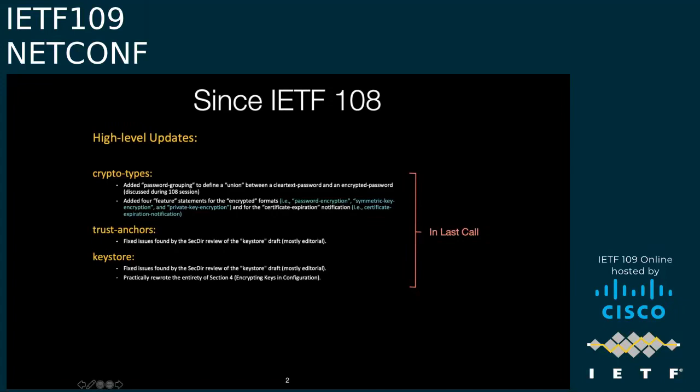In Trust Anchors, and actually really for the remaining, what the primary thing was is that there was a sector review by Sandy Murphy on the keystore draft, but that review had comments that were applicable to all the drafts. I guess you might even say to some degree they were editorial, and the changing and improving the way the content was being presented was reflected in all of the drafts. So that's essentially the change that was made in Trust Anchors and in all the others as well. Also in the Keystore draft, section 4, which is entitled Encrypting Keys for Configuration, was pretty much entirely rewritten to present things in a manner that was more acceptable to sector. Okay, next slide, please.